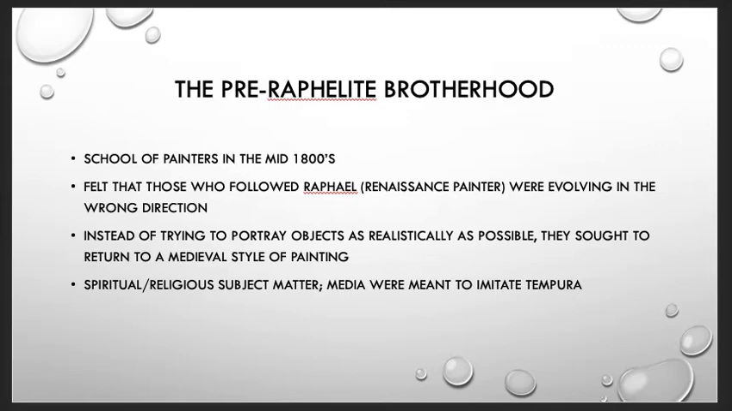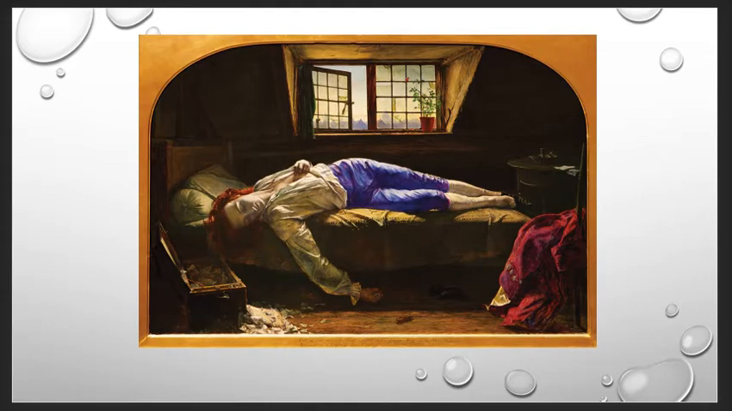And so many of their works portrayed spiritual or religious subject matter. And the media were meant to imitate tempera, which is what was used. Again, that's that egg yolk base medium, which was of course the medium that was used in the medieval paintings. So these are a few works by the Pre-Raphaelite Brotherhood. This is Henry Wallis, The Death of Chatterton.